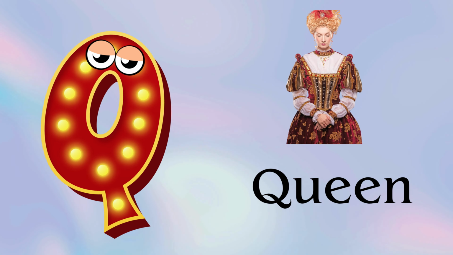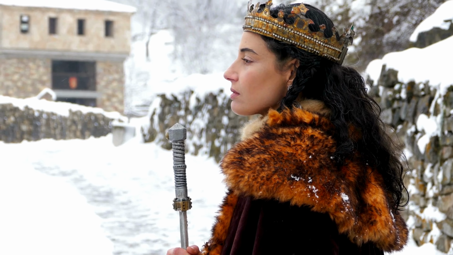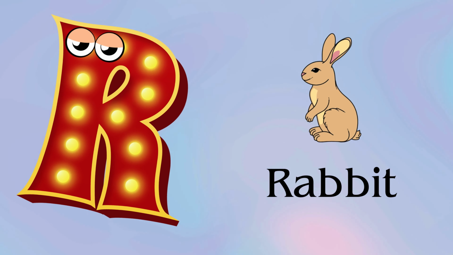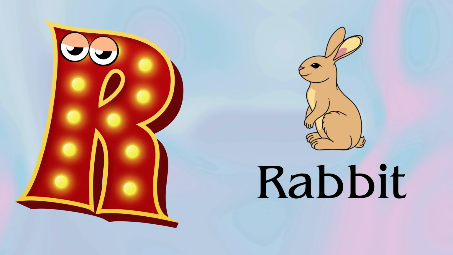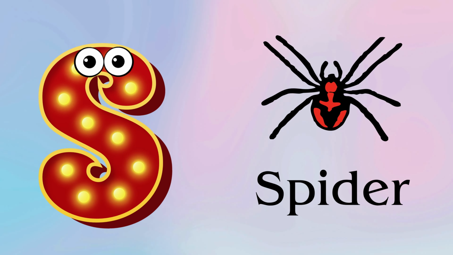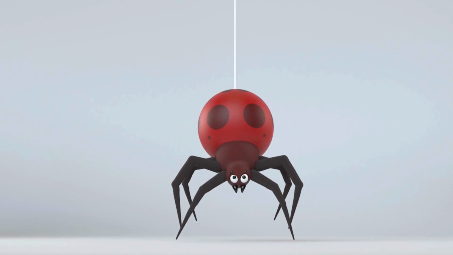Q is for queen, Q, Q, queen. R is for rabbit, R, R, rabbit. S is for spider, S, spider.